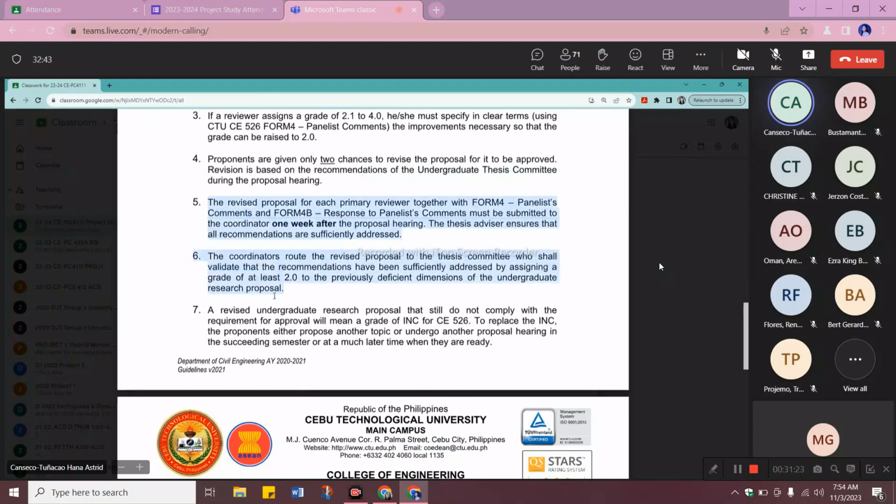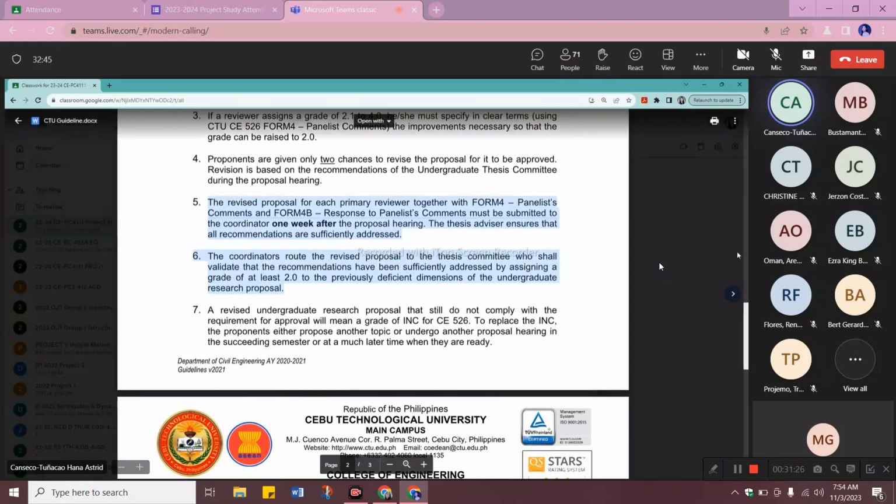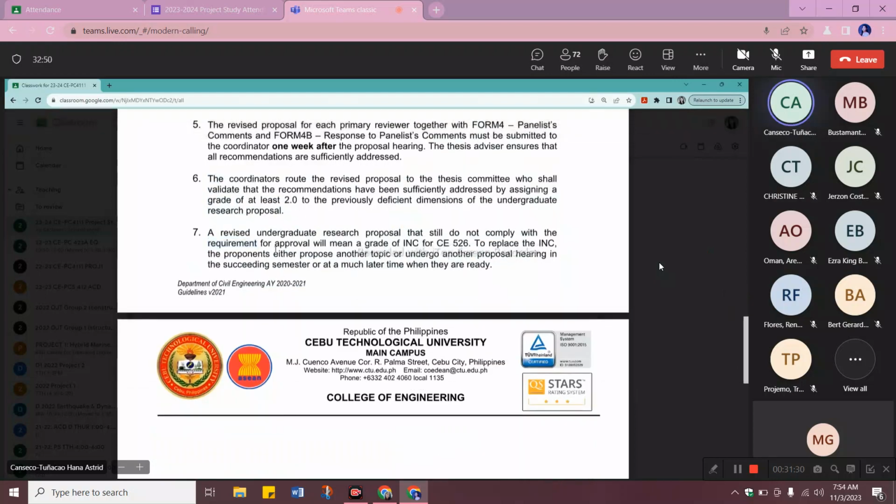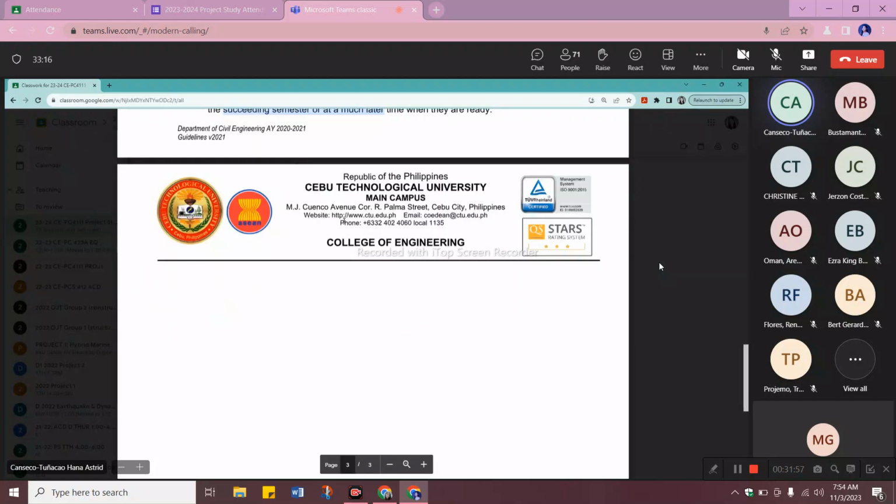Dili na kay ni siya gi-practice labi na if there is time scheduled. Okay. A revised undergraduate proposal that still does not comply with the requirements will have an INC or CA 411. To replace the INC, proponents either propose another topic or undergo another proposal hearing in the succeeding semester or at a much later time when they are ready.